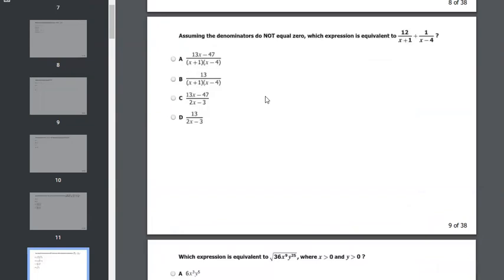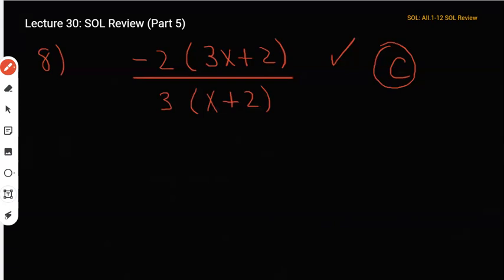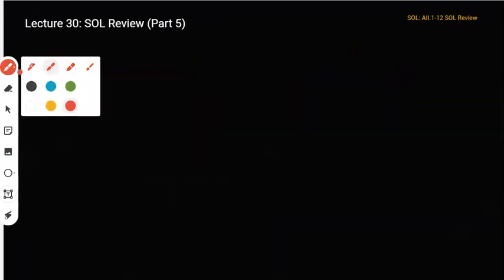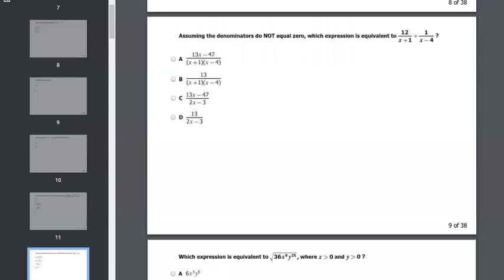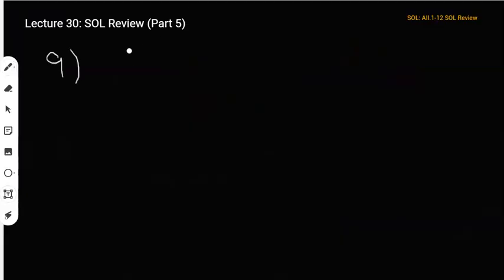All right, let's try number 9. So 9 is going to give me 2 fractions. I've got 12 over x plus 1.